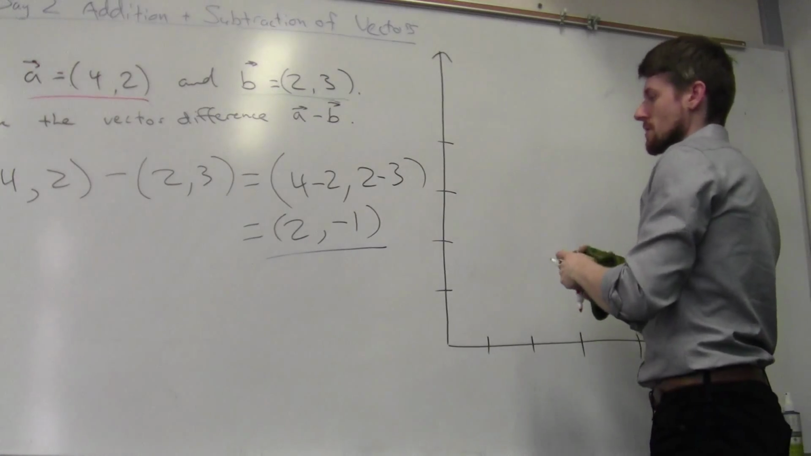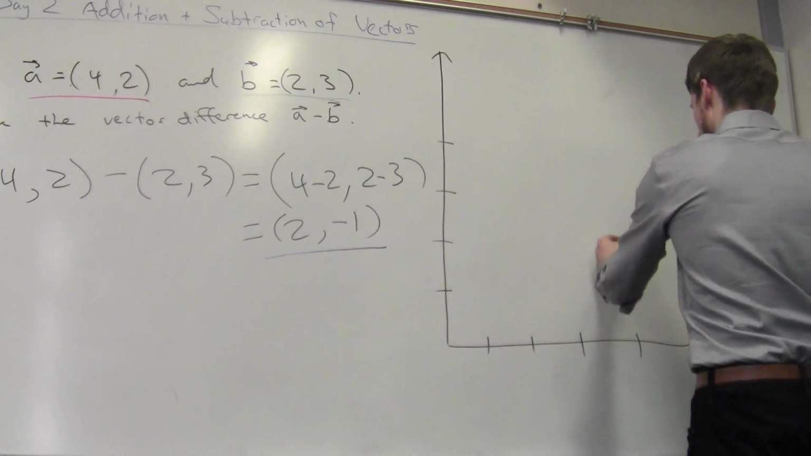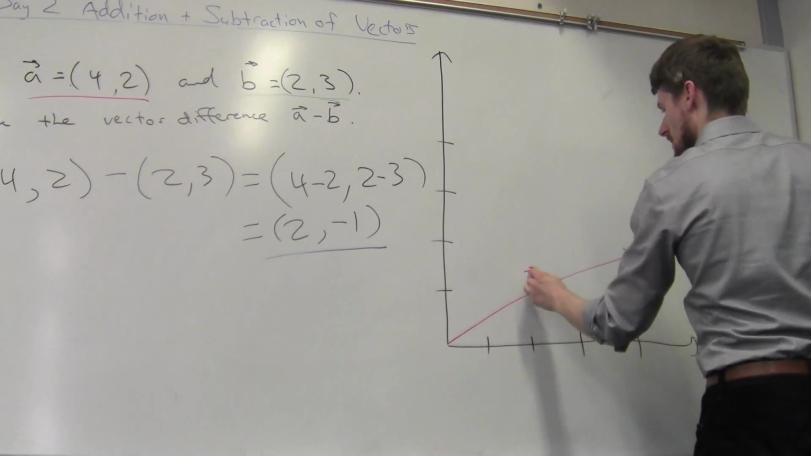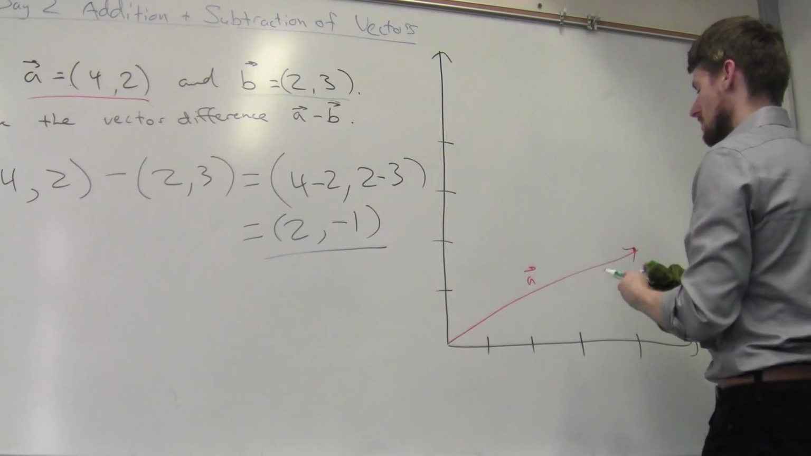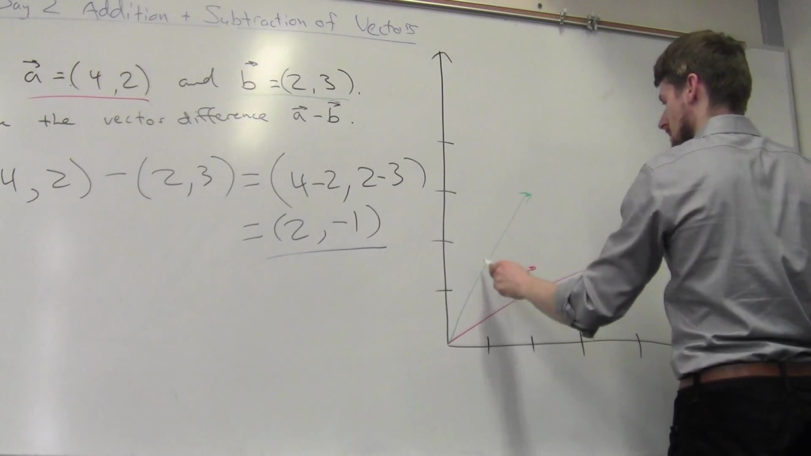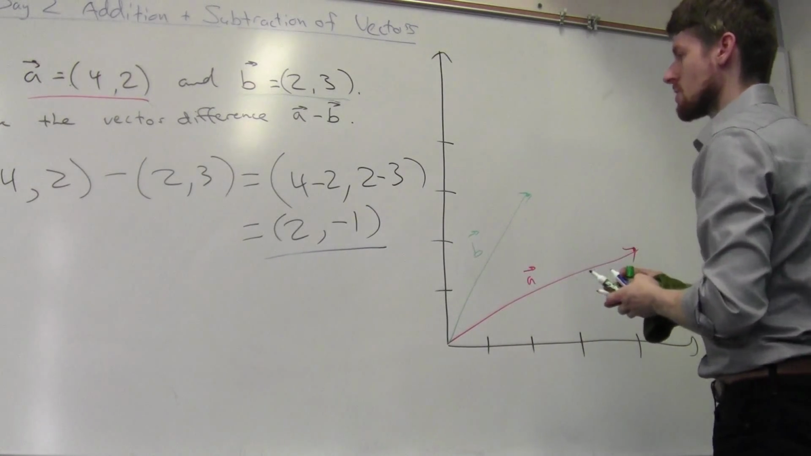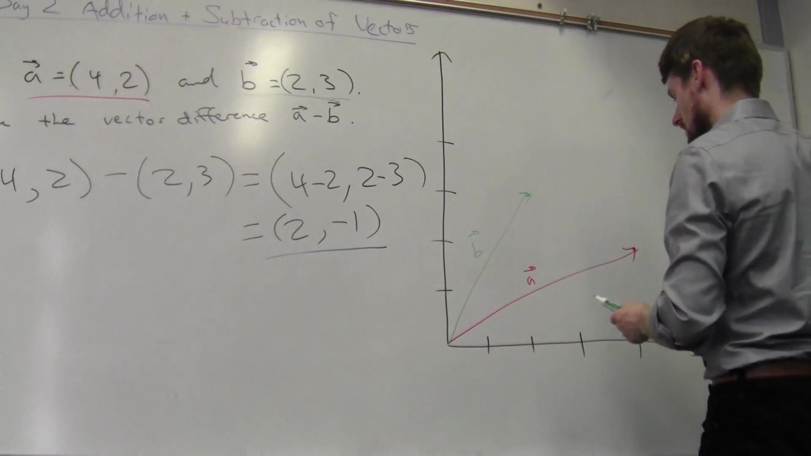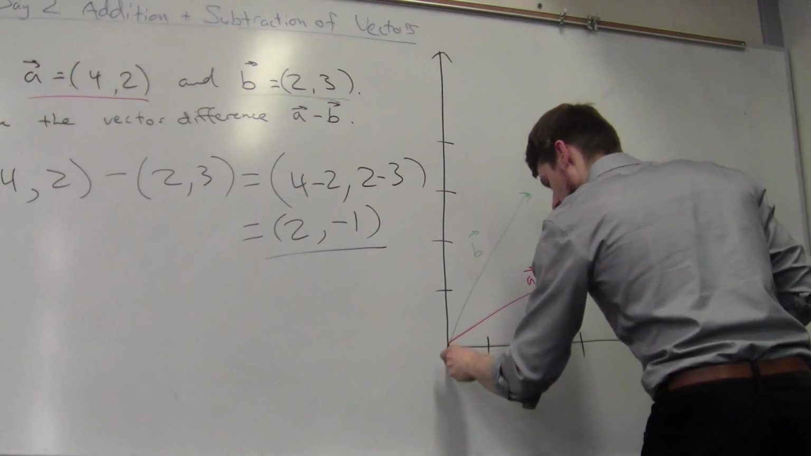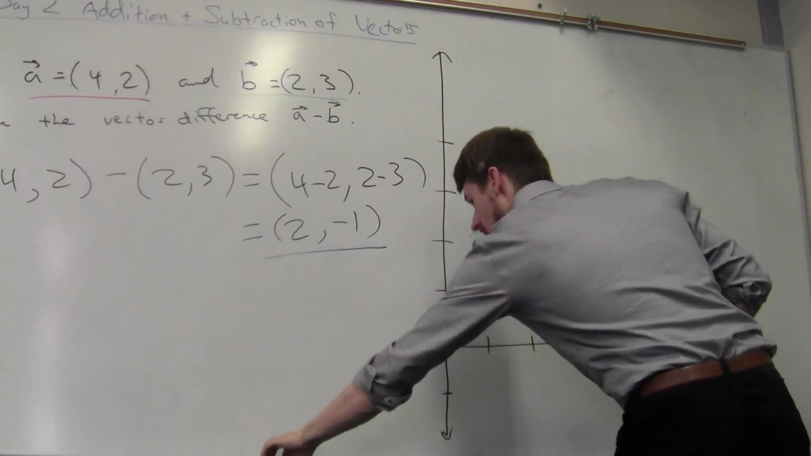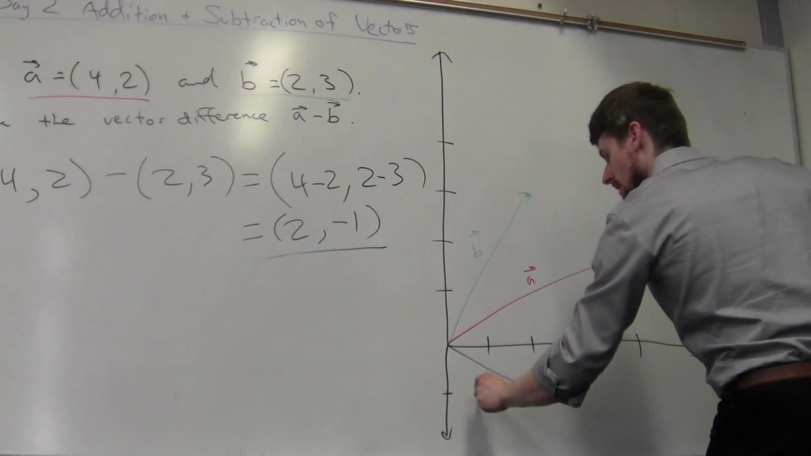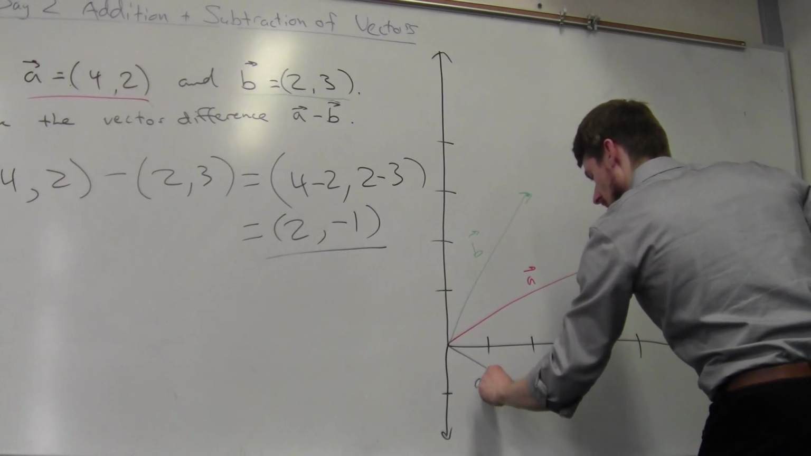Okay, so first sketching A, 4, 2. This is my point 4, 2, and that's vector A. Now let's look at green. That's 2, 3, 1, 2, and 3. That's B. And let's sketch the subtraction, 2, -1. I actually need to go down 1 unit. So 2 in the x and -1 in the y, that's my difference vector. This is A minus B.